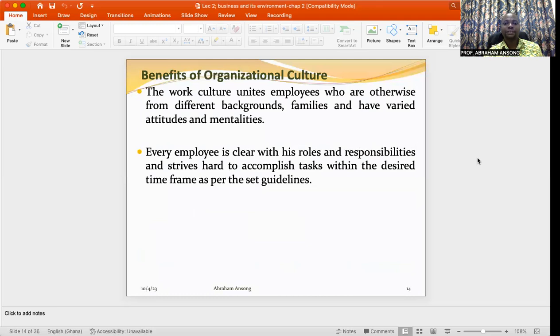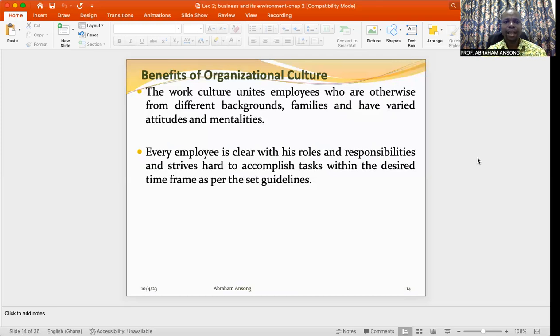The work culture unites employees who are otherwise from different backgrounds, families, and have varied attitudes and mentalities. Very, very important. If you go to any organizational setting, you're dealing with people with varied backgrounds. They are coming from different families, different tribes, and so on. So if you allow them to operate by their own standards and culture, there won't be harmony in the organization. But if you have an organizational culture that is healthy, then everybody has to let go of their own belief systems, their own way of doing things, and buy into the culture of the organization. And that will help the organization to succeed, instead of allowing people to be dealing with issues based on their personal feelings and background and so on.